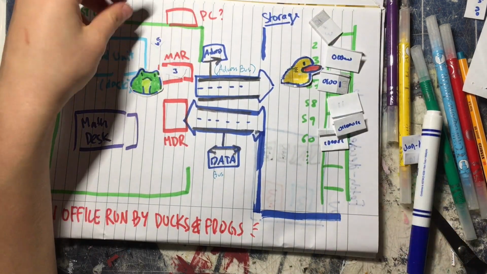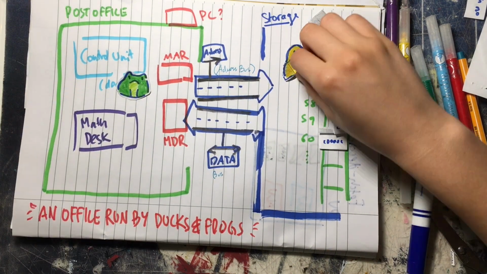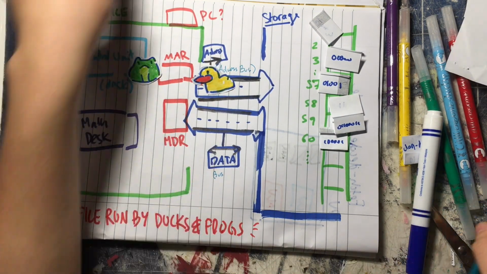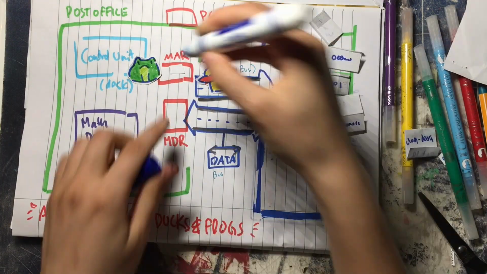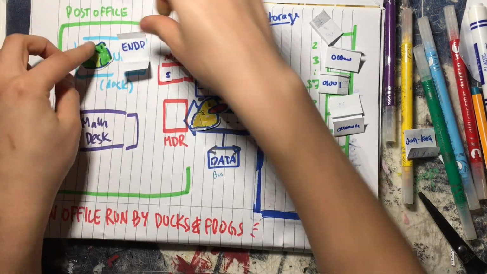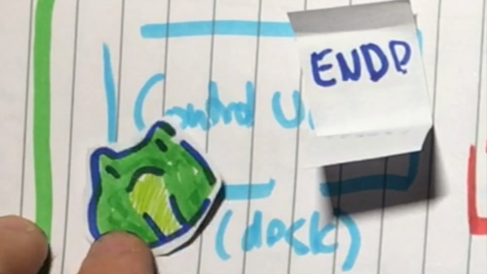The previous one was 59. Therefore, the frog says, hey duck, the next instruction is at 60. Let me find a slip of paper. 60. The code says end. Phew, and the frog says, thank goodness. That's the end. We're done.